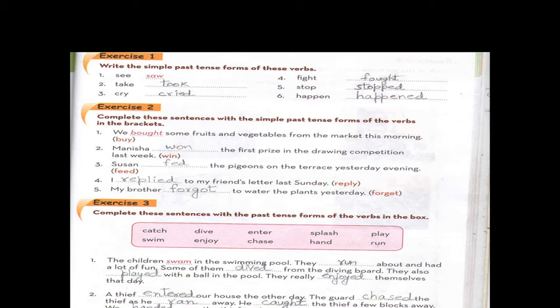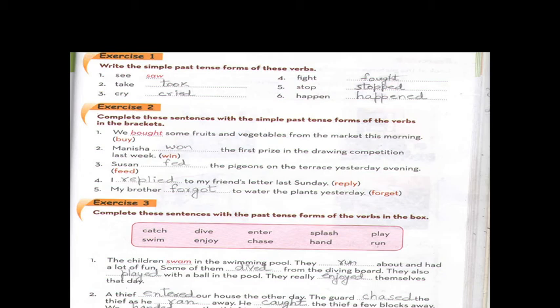Now come to exercise number 2. Complete these sentences with the simple past tense forms of the verb in the brackets. Already here they give some words in the bracket. We have to change them into the past tense. There is a blank: We ___ some fruits and vegetables from the market this morning. Buy, bought. We bought some fruits and vegetables from the market this morning.